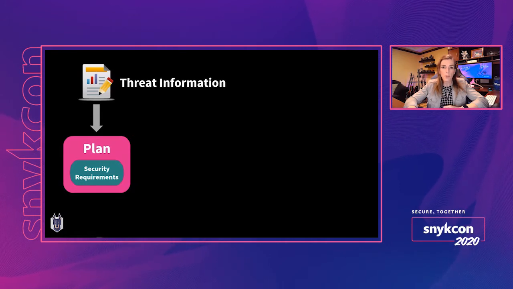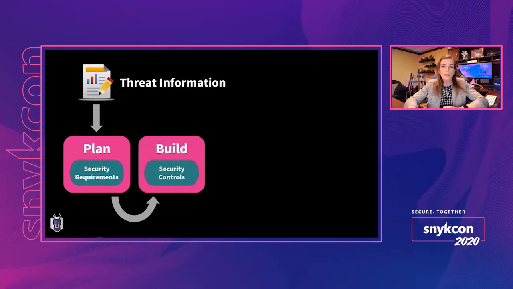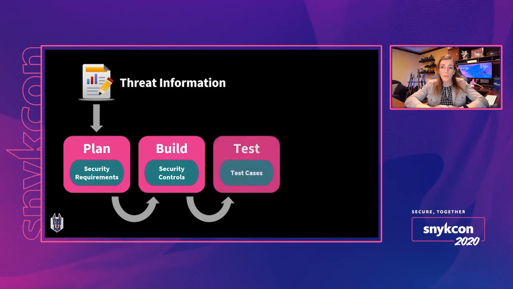So as I move into building it as a developer, I can start to build in security controls that address those threats. But it doesn't stop there. If I've got that documented threat information and I know what security controls I've built to address those threats, that gives me some really great information that I can pass on for purposes of building test cases when we come to that, ultimately that testing phase of our delivery pipeline.